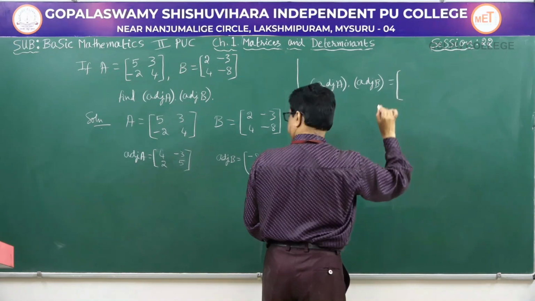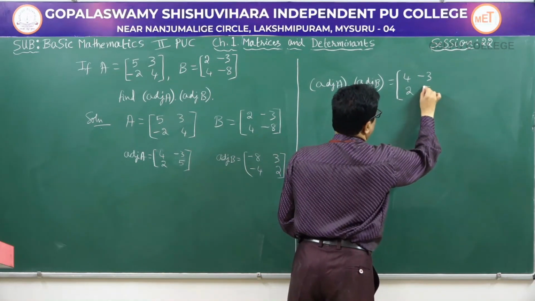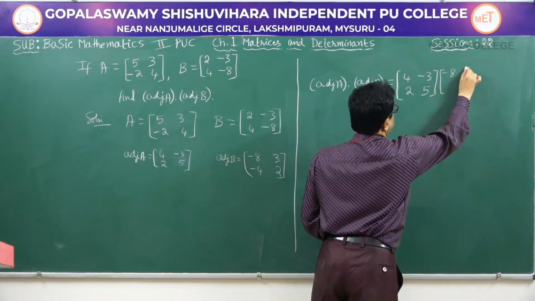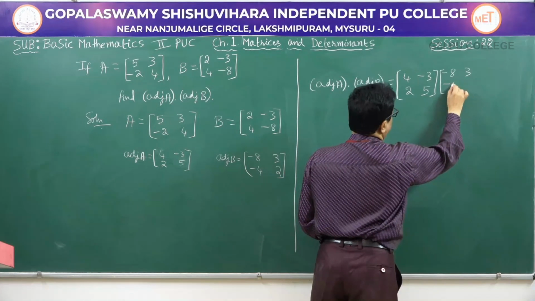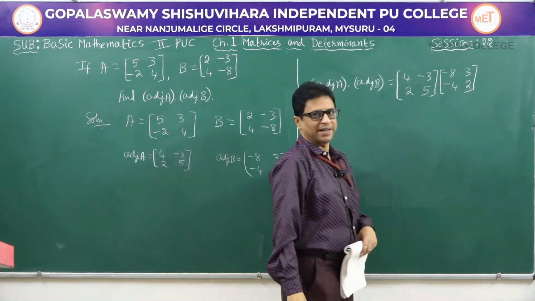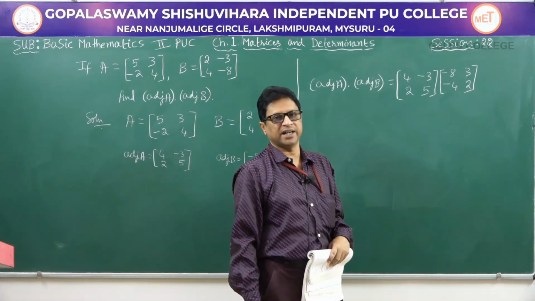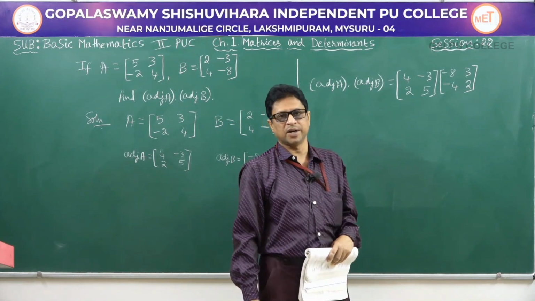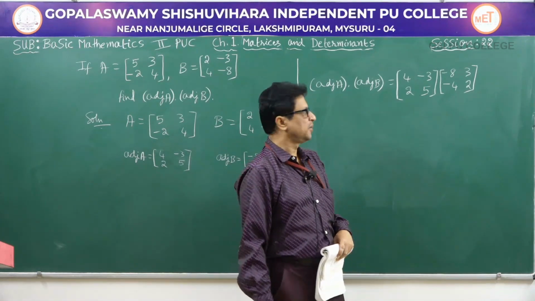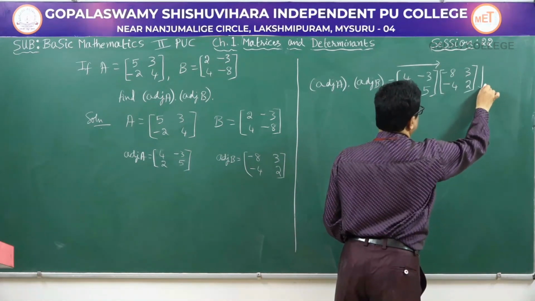So that will be equal to 4 minus 3 2 5 into minus 8 3 minus 4 2. So this is product of two matrices. Since adjoint A, adjoint B are square matrices of same order, the product of adjoint A into adjoint B is also a square matrix of same order, that is 2 into 2. So the rule, we know that in the multiplication of matrices, row into column.